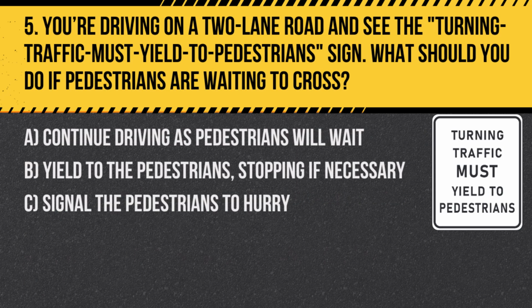Question 5. You're driving on a 2-lane road and see the turning traffic must yield to pedestrian sign. What should you do if pedestrians are waiting to cross? A. Continue driving as pedestrians will wait. B. Yield to the pedestrians, stopping if necessary. C. Signal the pedestrians to hurry.